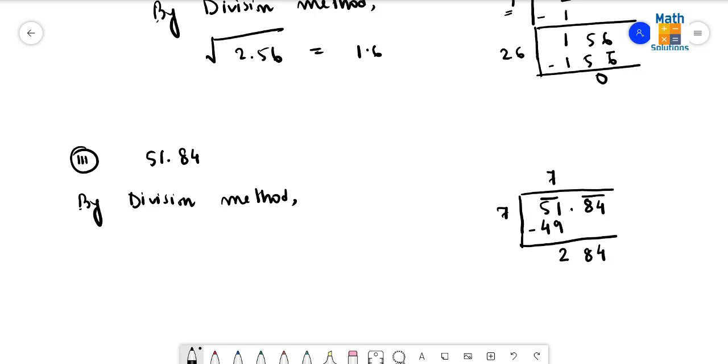Then I have to make this 7 double here. It will come as 14. 7 2s are 14, just multiply this 7 by 2, it will be 14 here. Now this place is to be filled in. What is the possibility? What number can be placed here? If I put 2 here, will it come? Yes.